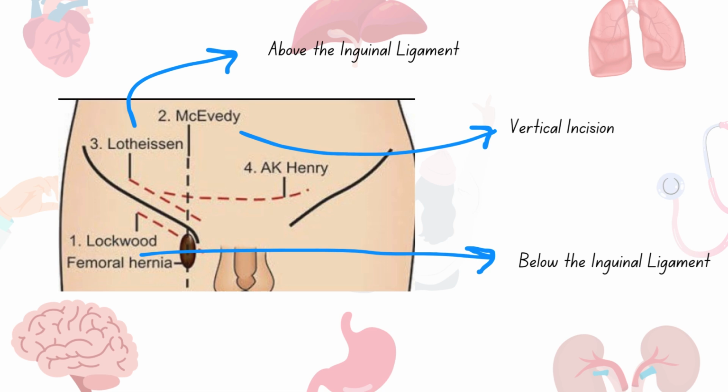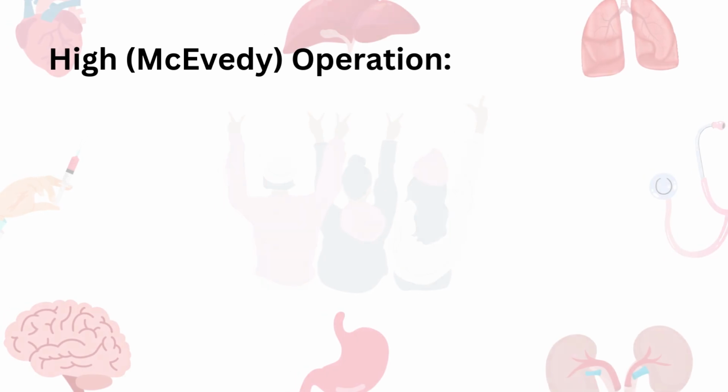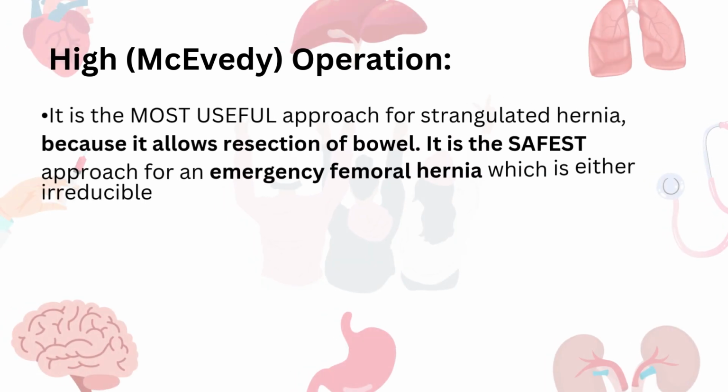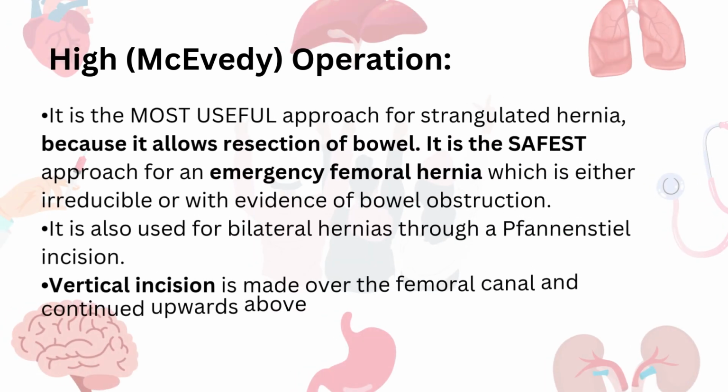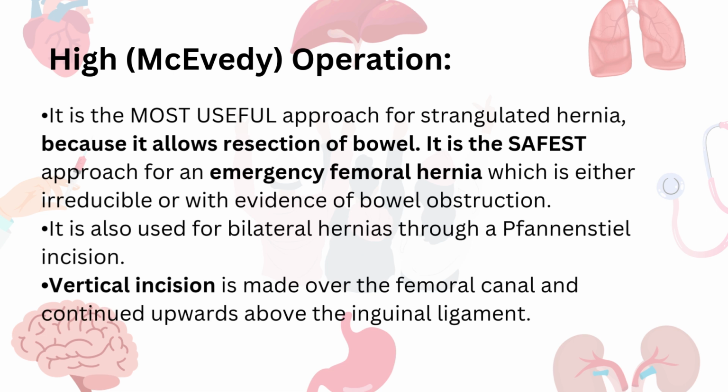The second type of operation for the treatment of the femoral hernia was the high operation or the McEvedy operation. It is the most useful and the most commonly used operation for the treatment of the femoral hernia. It is used for the strangulated hernia because it allows us to resect the part of the compromised bowel, and it is the safest approach for an emergency femoral hernia.